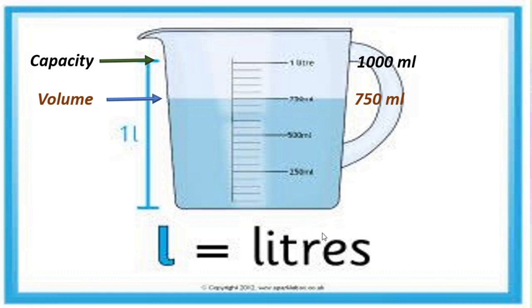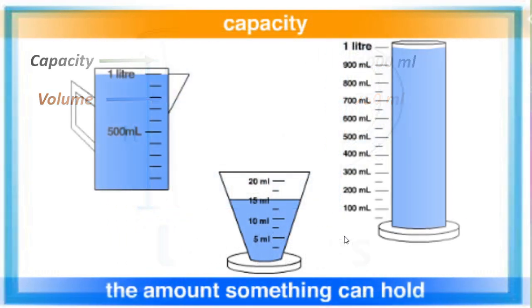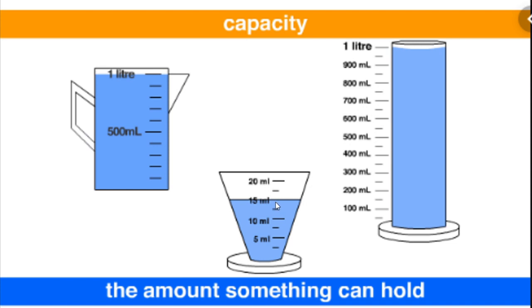Or jar. Here you can see different measuring jars. Okay, here see the capacity is 1 liter. And the volume is also 1 liter because we can see liquid up to 1 liter. Here the capacity of this measuring jar is 20 ml and the volume is 15 ml.